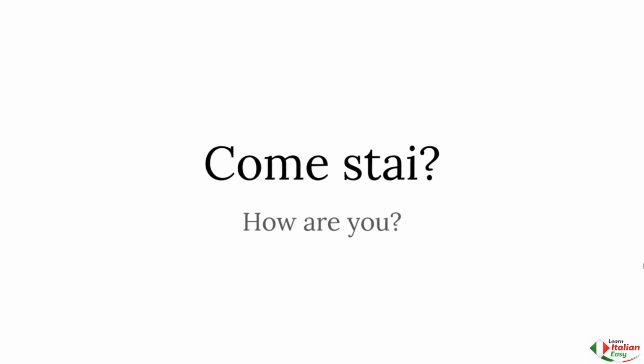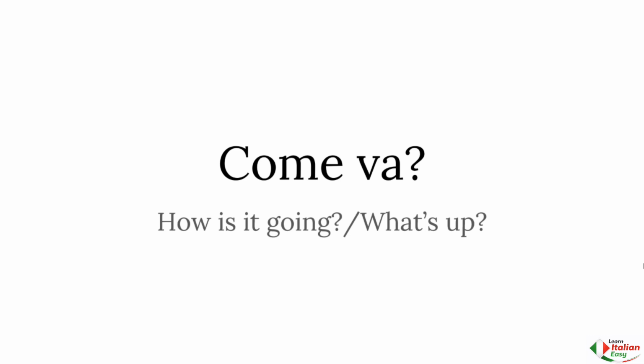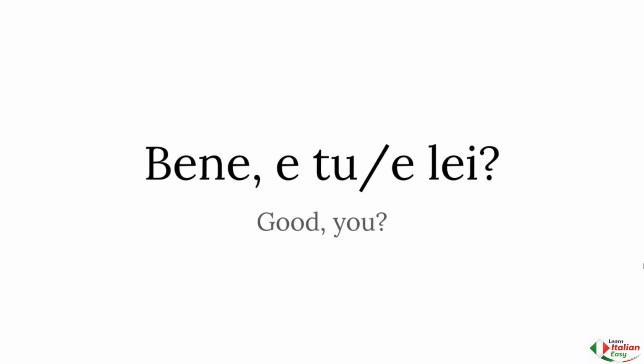Perfect. Very good. Then, do you remember how to ask, how are you? So, do you remember that you have two options? So, the first one is, come stai? Remember that in Italian, in this case, we use the verb to stay, stare. Perfect. Very good. And then the other option is, how is it going? What's up? Come va? And then you can reply, good, bene.